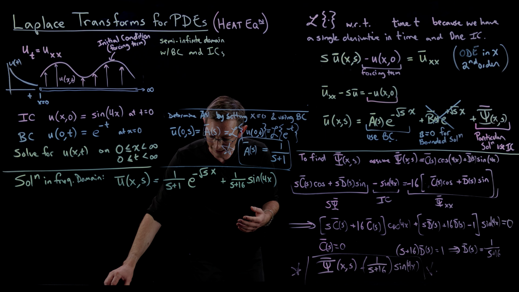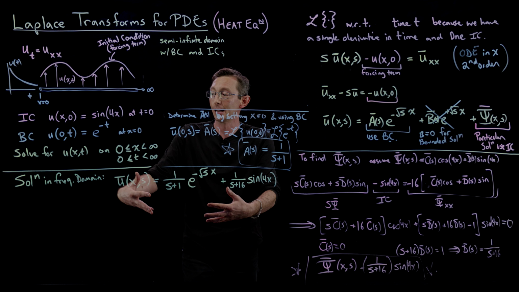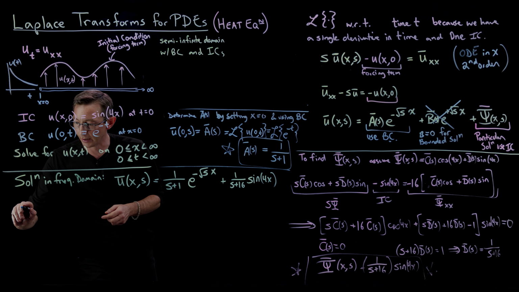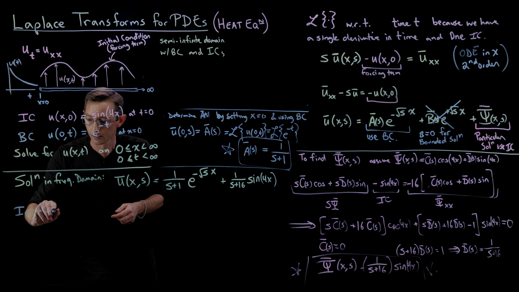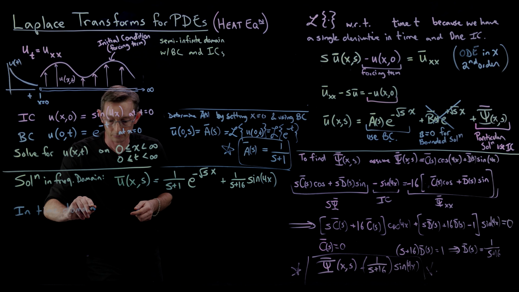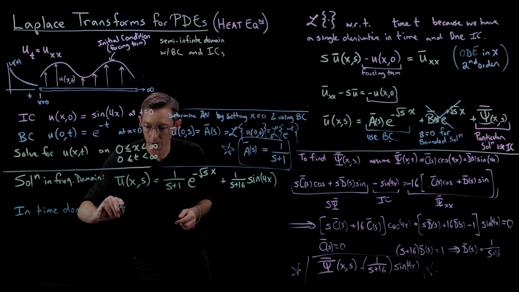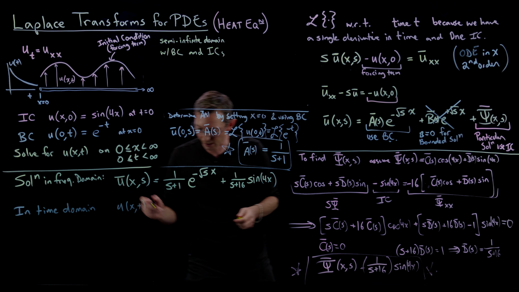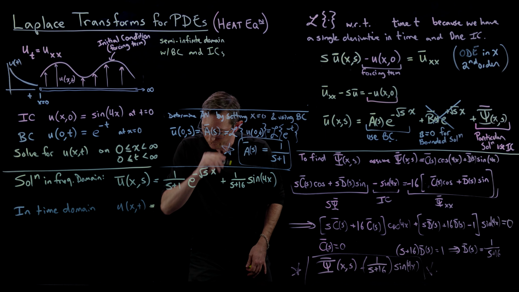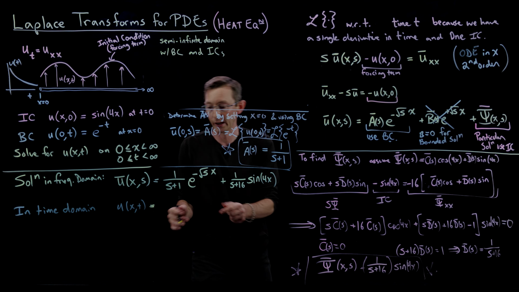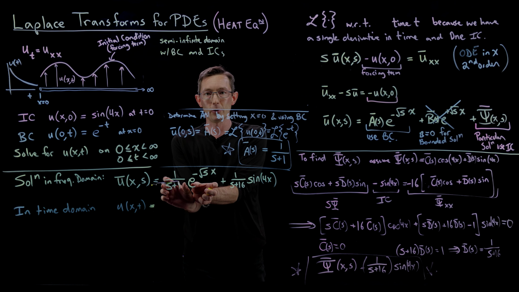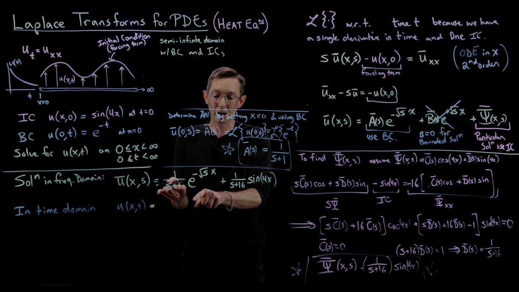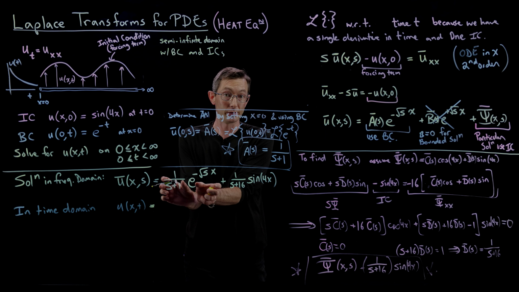So now the last thing is, if I want to get back a solution in the time domain, I have to inverse Laplace transform this. So in the time domain, we essentially say u of x comma t, this is too faint, I'm just going to go back to yellow. U of x comma t equals the inverse Laplace transform of this whole thing. And remember, the inverse Laplace transform of the product of two functions is the convolution of the inverse Laplace transform of each of those functions.